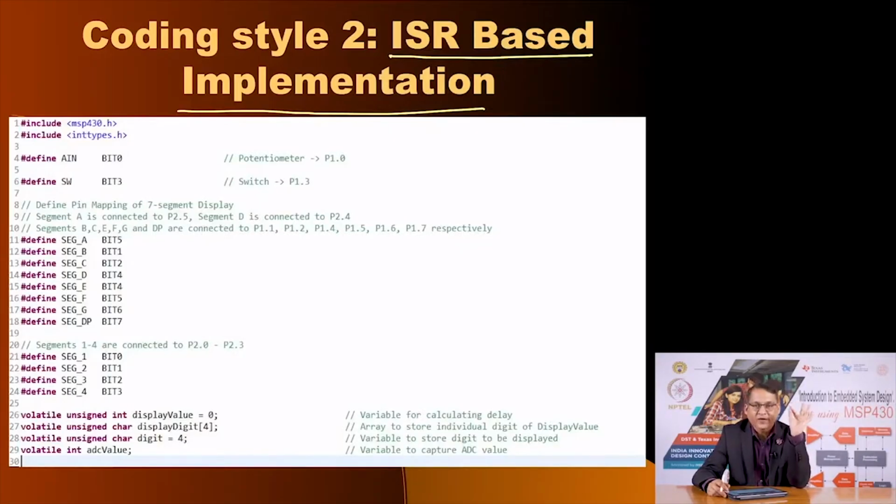One is to read the ADC value, and based on the ADC value decide the duration of time for which each digit is going to be turned on, and for that we will invoke that function to convert from ADC value into a delay value. The second is to be able to read the switch.